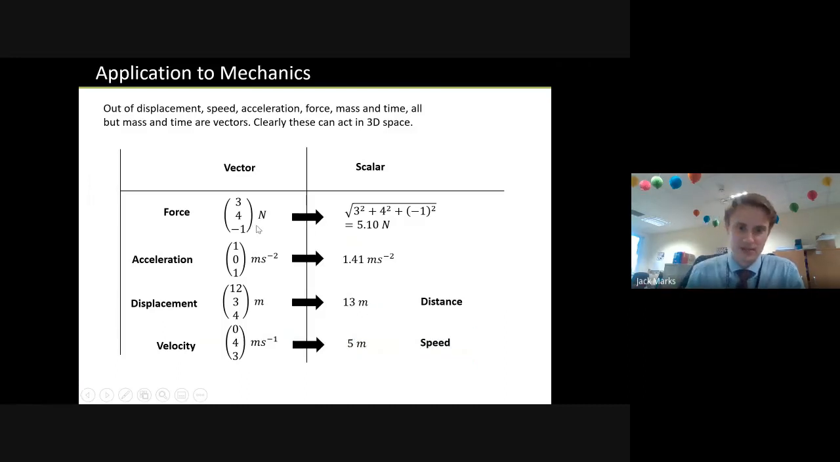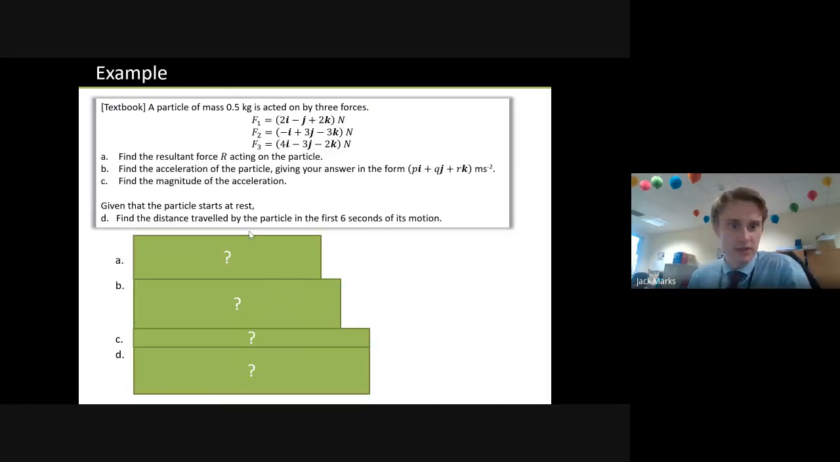You need to recognize when to move from one to the other, but it's all about Pythagoras again, okay? Square, add square, and then root the lot. Okay, that's the way to do that one. A couple of examples then. In fact, let's just do this one together.